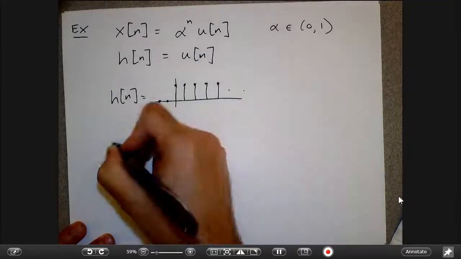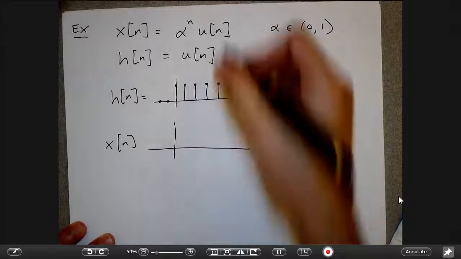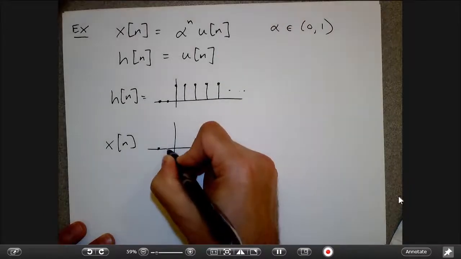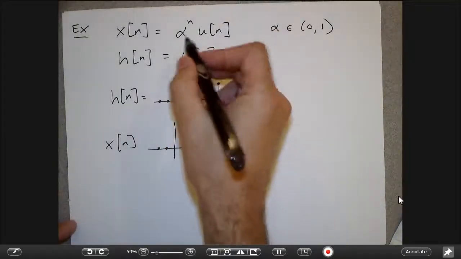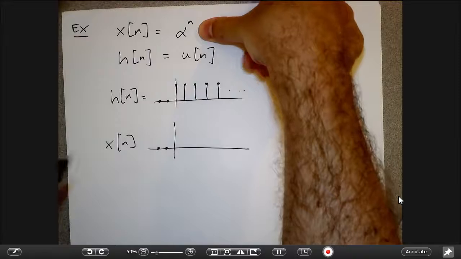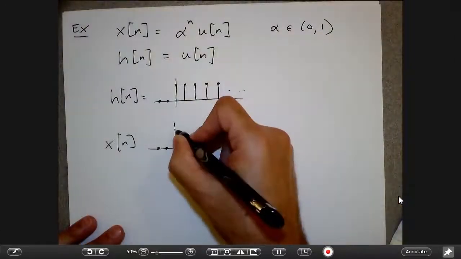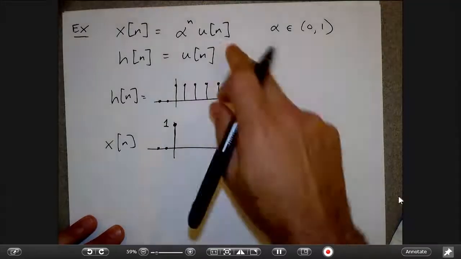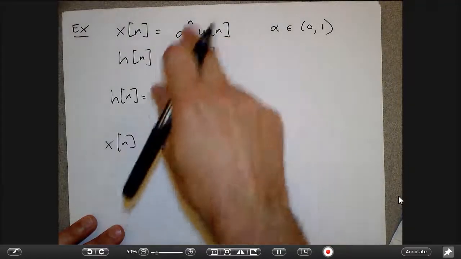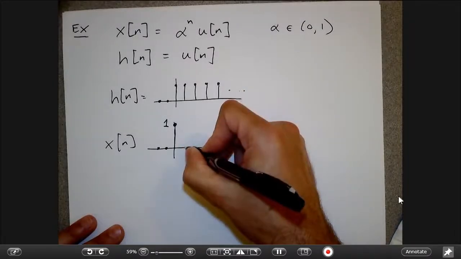Dot, dot, dot. What does the input look like? The input, again, since it's multiplied by the step function, means that nothing can be happening before 0. What happens at 0? At 0, the signal starts happening, and the value is alpha to the 0, which is 1, no matter what alpha is. At n equals 1, I'm going to have alpha to the 1 power, and since alpha is less than 1, I'm going to get a slightly shorter stick.